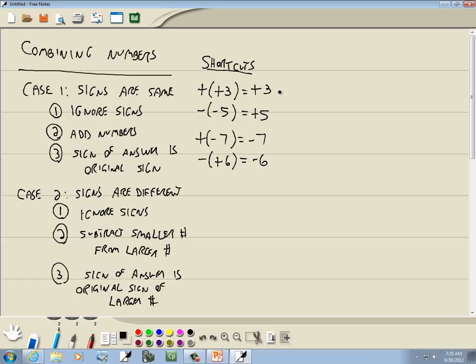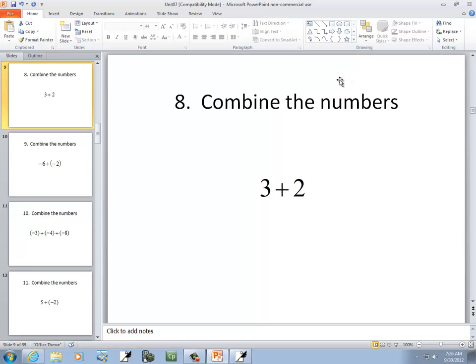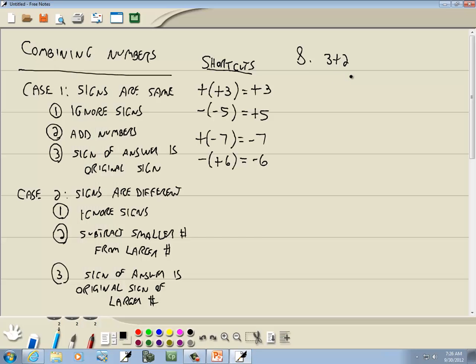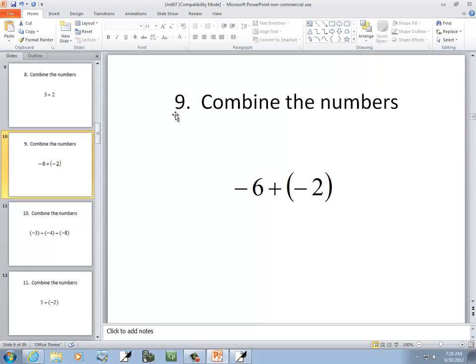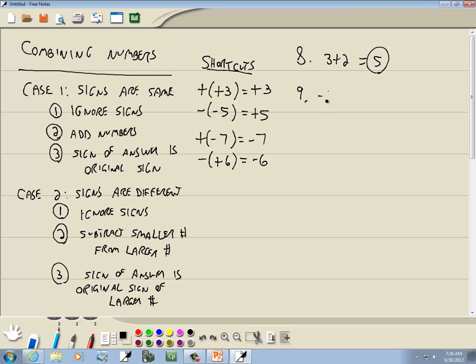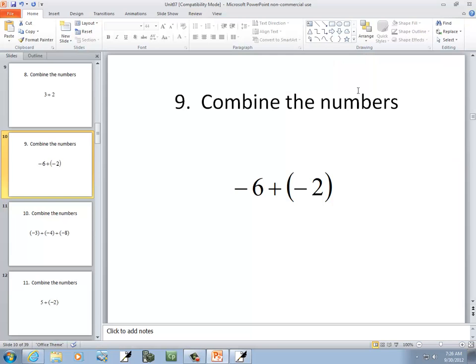Well, let's look at some problems here. Now here we got 3 plus 2. And it says combine the numbers. Well, we already know how to do this. 3 plus 2 is 5. So that's our answer. Now, I could use these rules here if I wanted to, but that one we already know. Number 9. We got negative 6 plus negative 2.